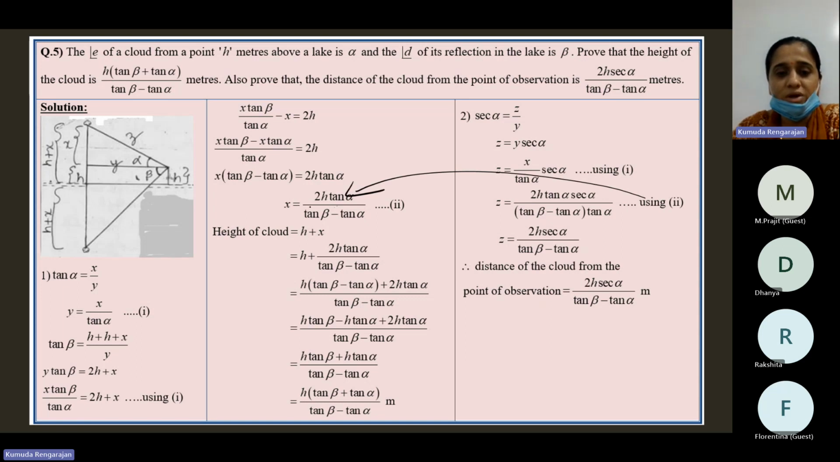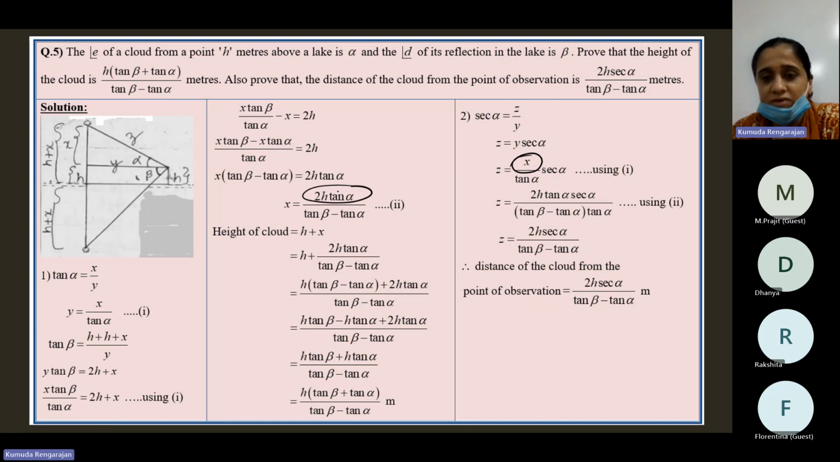X is 2h tan alpha by tan beta minus tan alpha. So replace. Instead of this x, write 2h tan alpha. There's already secant alpha, so secant alpha by tan beta minus tan alpha. But there's already tan alpha. So you can see it here.